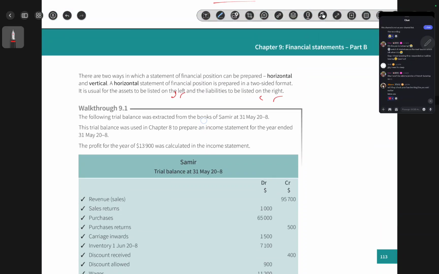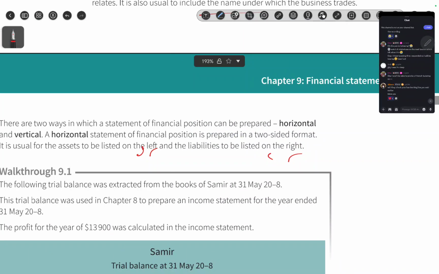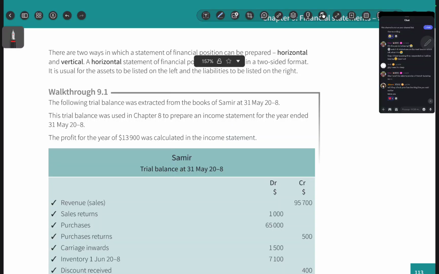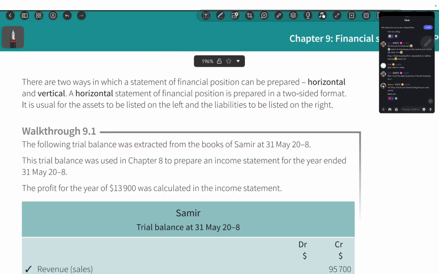You cannot say debit and credit. You know why they're saying left and right? They're not saying debit and credit because this is not part of the double entry. The balance sheet, the statement of financial position, is not part of double entry, and that's why there's no debit and credit. The reason I said debit is because we remember it this way, that assets are debited and liabilities are credited, so it would be easier to understand. But do not mix it up.